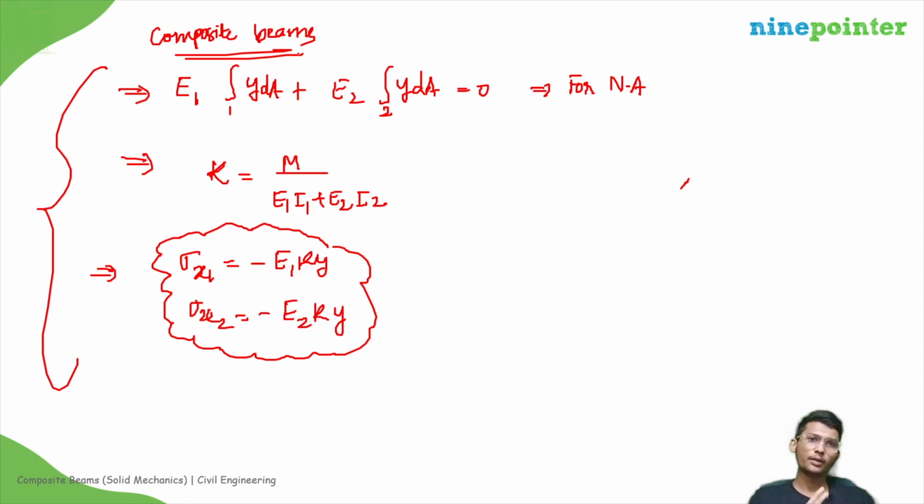So this is one type of method to solve composite beams. There is another type of method, which is known as the transformation method, that we will see in the next lecture.